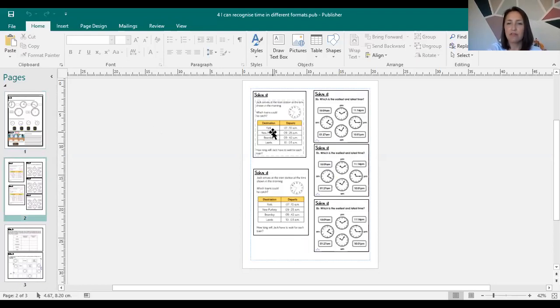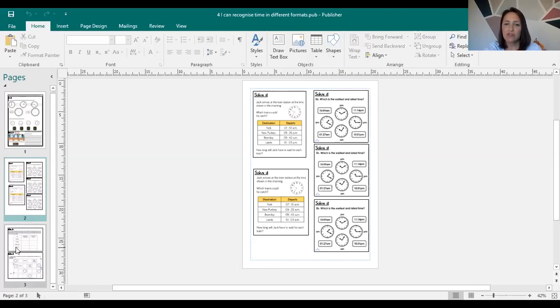And here we have the solve it. So obviously it's displayed like this, you don't need to do it like this. So we have a timetable one where you look at a timetable, and we have this one where you can put the clocks from earliest to latest. So you find the earliest time, the latest time, can you put them all in order, can you turn them all into analog, can you turn them all into digital, etc.